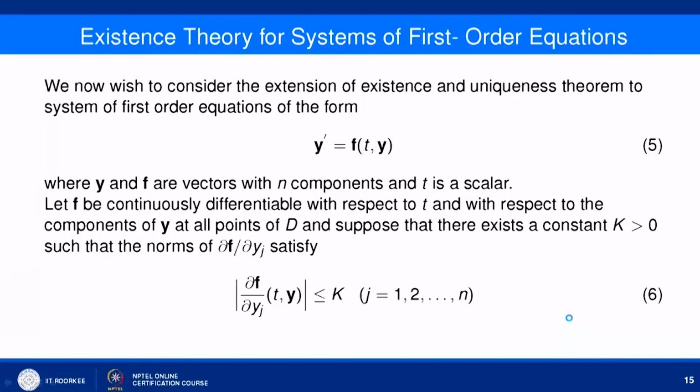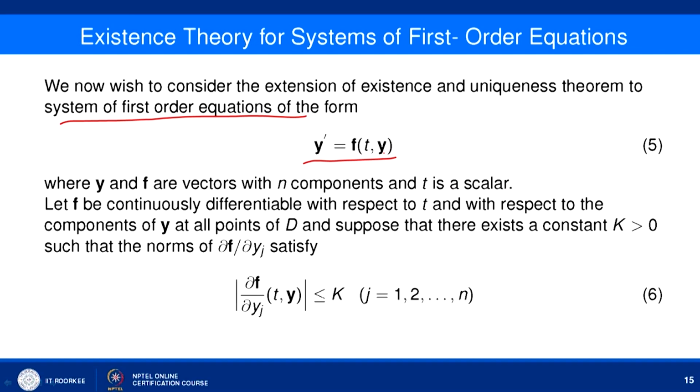Okay. Now let us move forward to the system of first order equations, and we try to discuss the existence and uniqueness theorem which we have developed for the scalar differential equation for the system of first order equations. We now wish to consider the extension of the existence and uniqueness theorem to a system of first order equations of the form y dash equal to f t y. Here y and f are vectors with n components and t is a scalar.